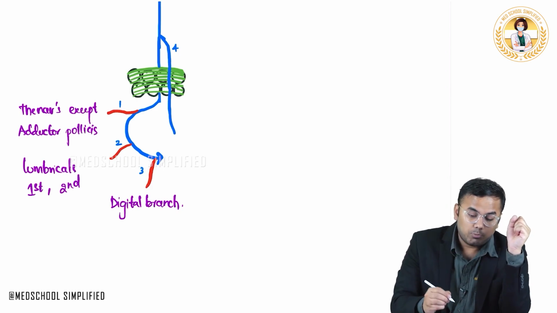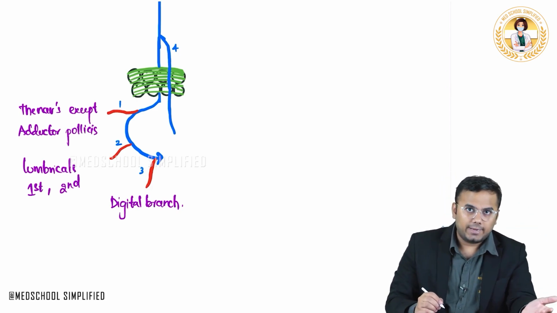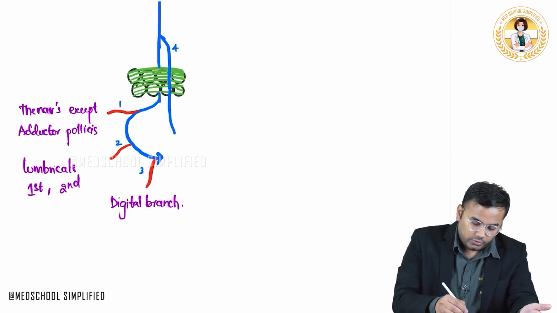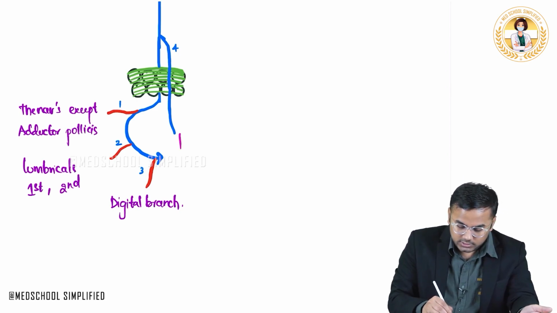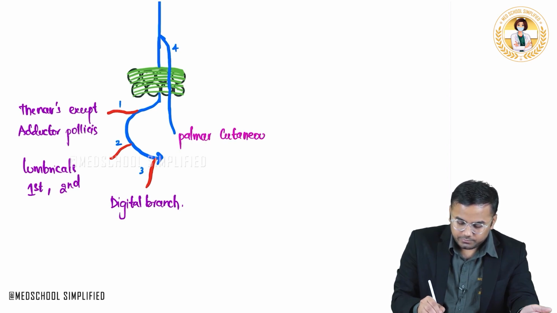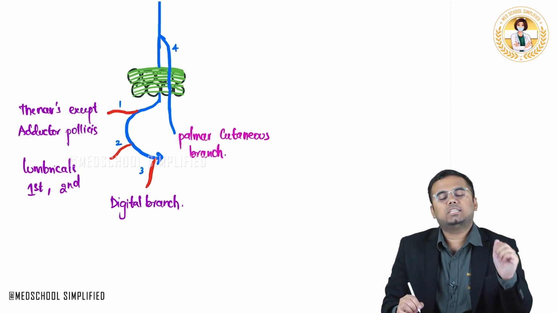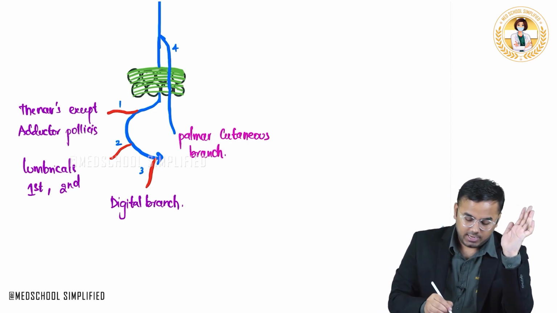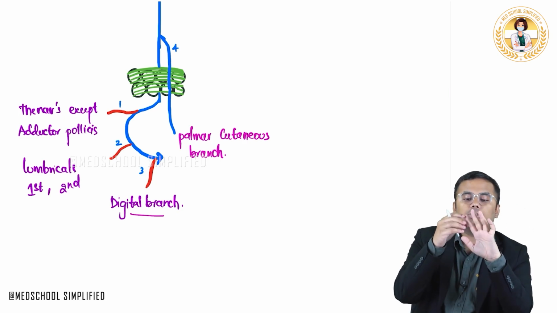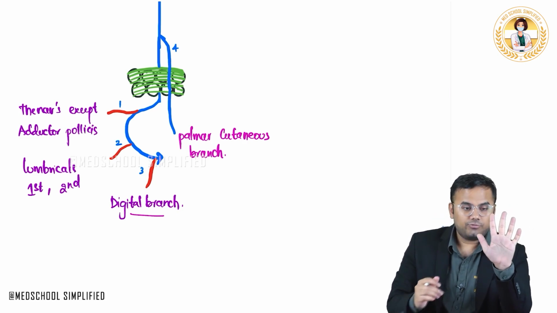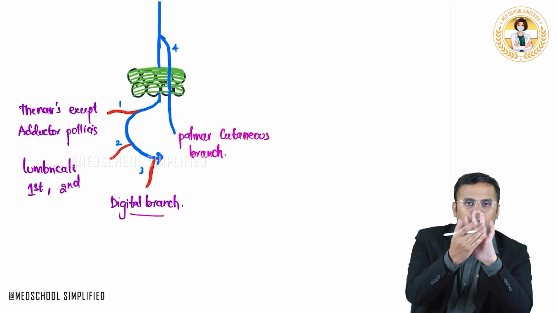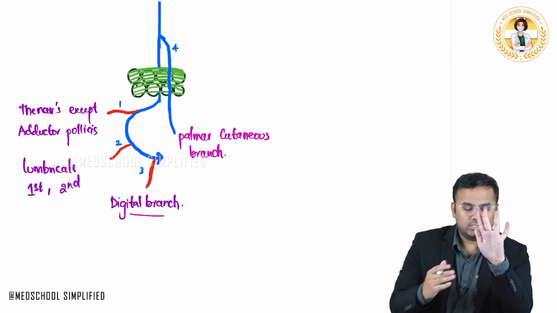That is why it is called the palmar cutaneous branch of the median nerve. This palmar cutaneous branch supplies the skin sensation on the palmar region, and the digital branch supplies the sensation on the digits of the first 3 fingers only. Not the last 2 fingers, it supplies only these 3.